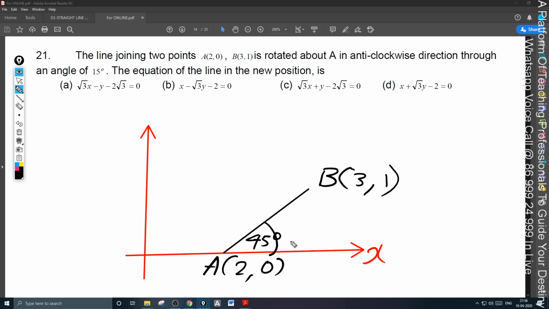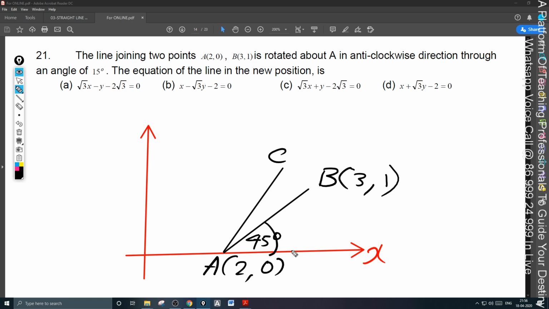Now, this is rotated through an angle of 15 degrees. Then you have to find out the equation of AC. Pratham is saying that the option is A. It should be, I think.